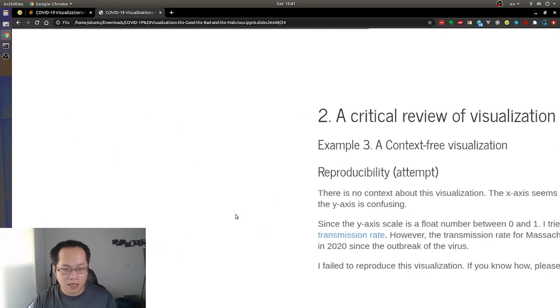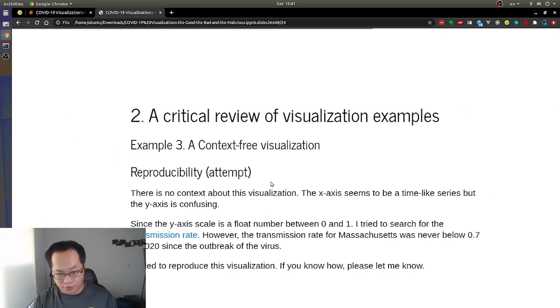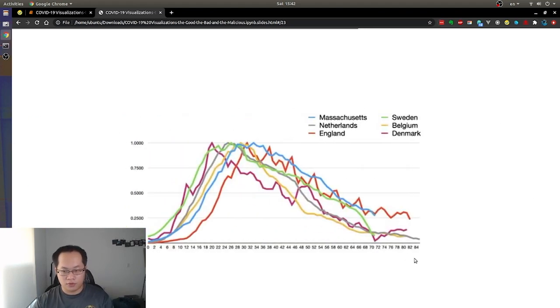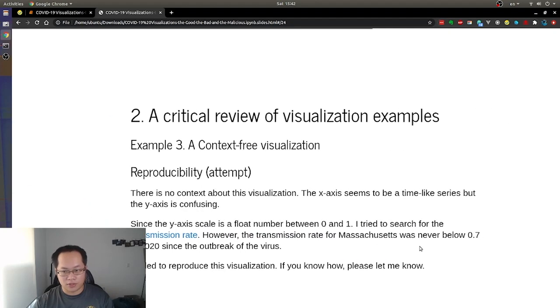So what's going on? I tried to reproduce this, believe me, I tried. There's no context about this variation. So I think, okay, it has to do with masks. It has to be a value between 0 and 1. So I did some research online. The x-axis seems to be a time-like series, from 0 to 84. So I tried to Google data over 2 months or something like that. But I didn't succeed.